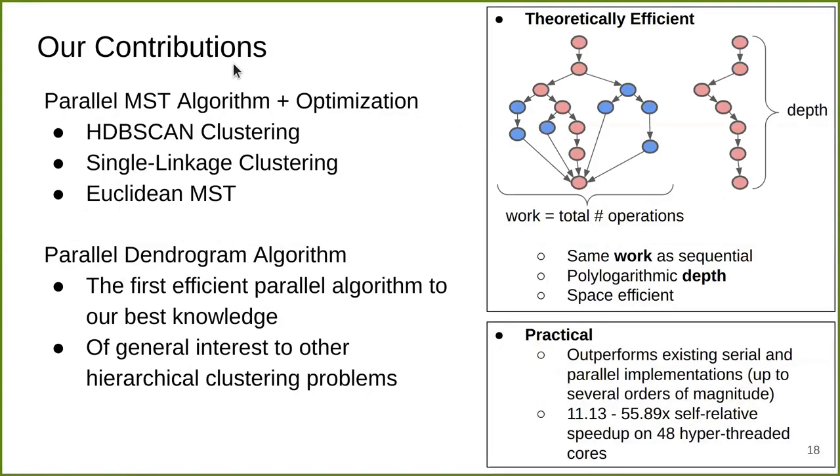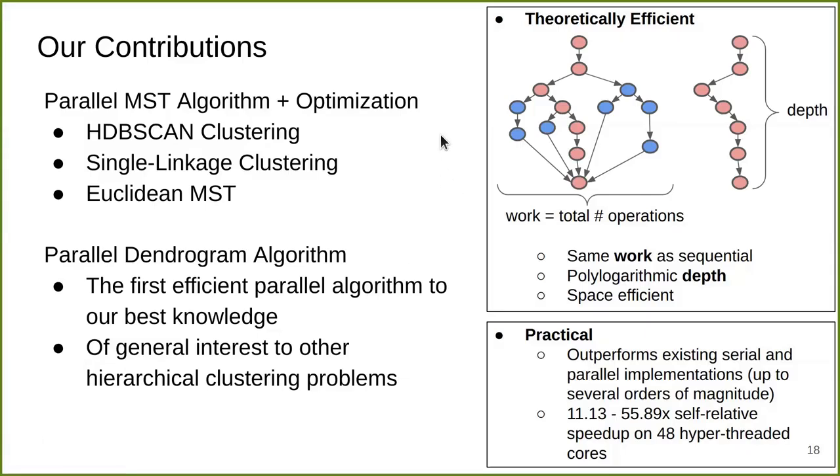So this is a summary of our contributions. We designed parallel algorithms for HDBSCAN, which mainly consists of 2 parts. The first part is a parallel MST computation plus optimizations. We do this step for HDBSCAN clustering, which generalizes single linkage clustering. The MST algorithm also works for Euclidean MST. And then for the 2 clustering problems, we also design a parallel dendrogram algorithm, which converts the MST into a cluster representation. So our parallel algorithm for the dendrogram, to the best of our knowledge, is the first efficient parallel algorithm to compute a dendrogram. We believe it's also of general interest to other hierarchical clustering problems.